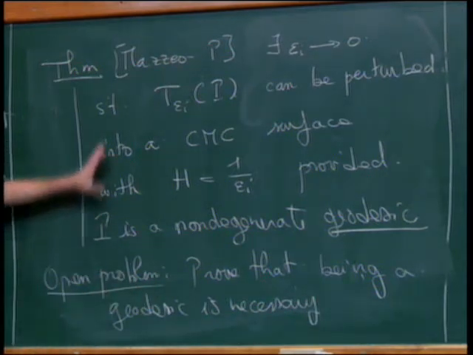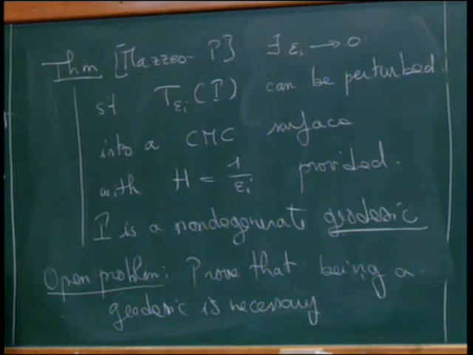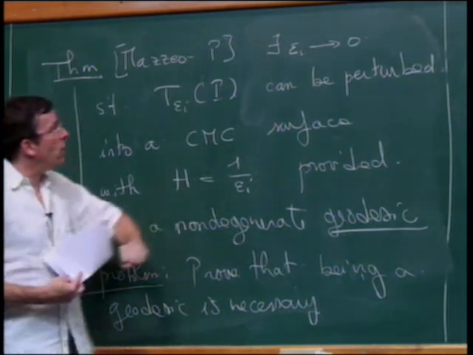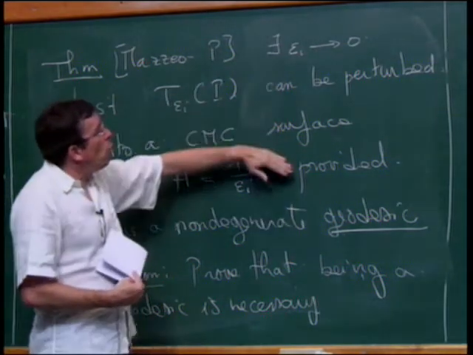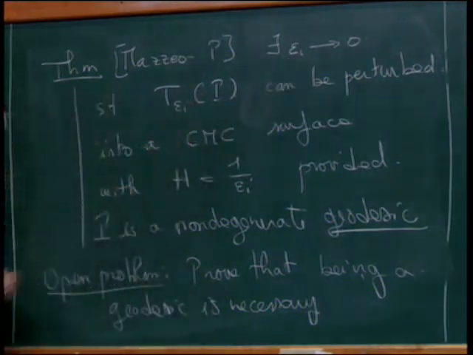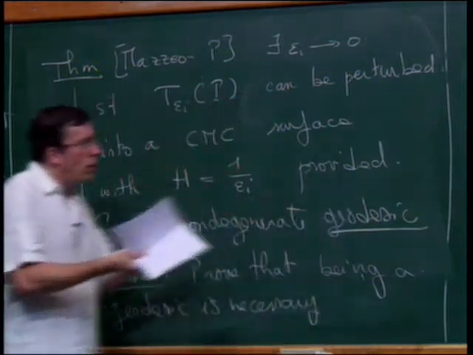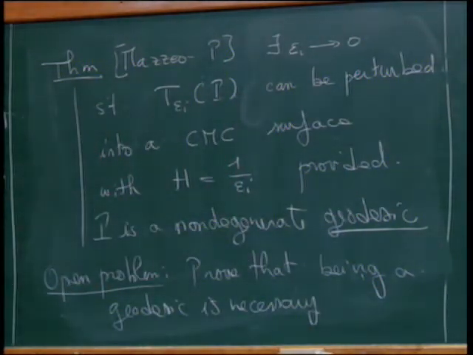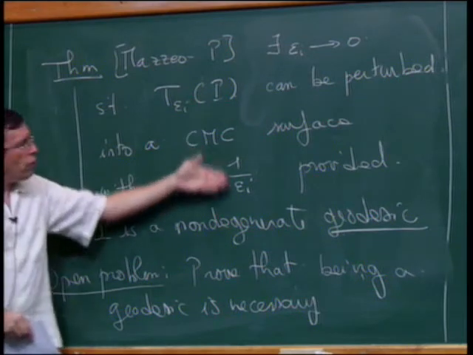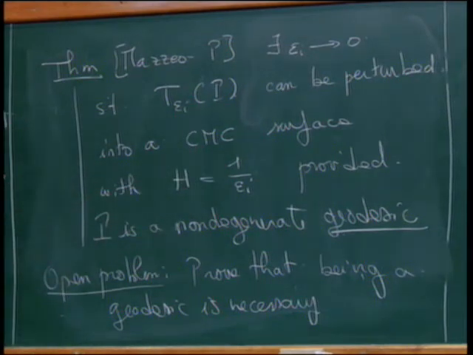What is very striking in this result, I have no time to explain this, is that the construction does not hold for any value of epsilon tending to 0. This is in contrast with the result of Ratzkin and Laurain, which allows you to have constant mean curvature spheres with mean curvature equal to 2 over epsilon for any value of epsilon small enough.